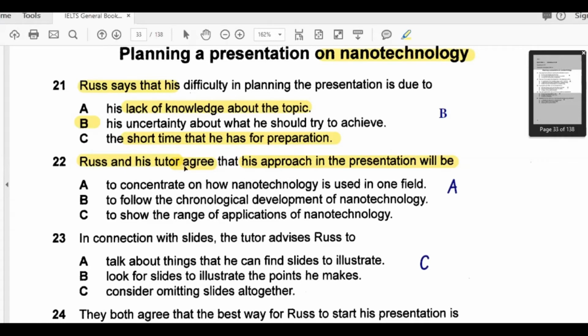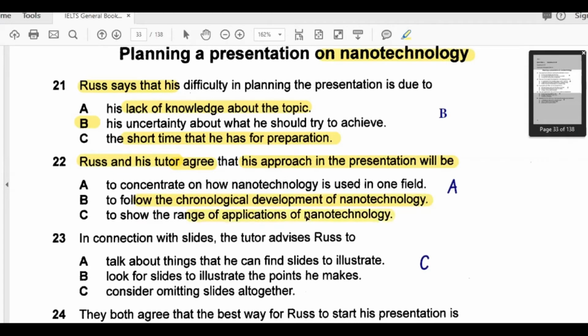So now the tutor says that there are two ways in which you can approach this. One is to follow the chronological order of nanotechnology, or the other one is that you can talk about how it is used in different applications, to which Russ says, yeah, you mean how they are used in thin films, in digital cameras, or how they are used in helmets that bikers wear. So there are different range of applications of nanotechnology. They talk about B and they talk about C.